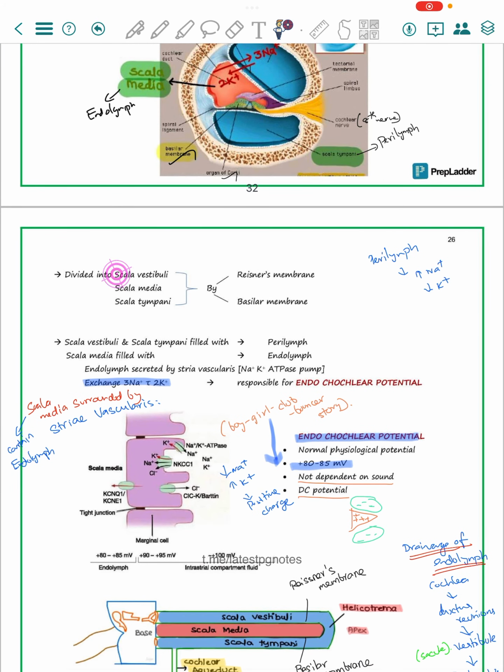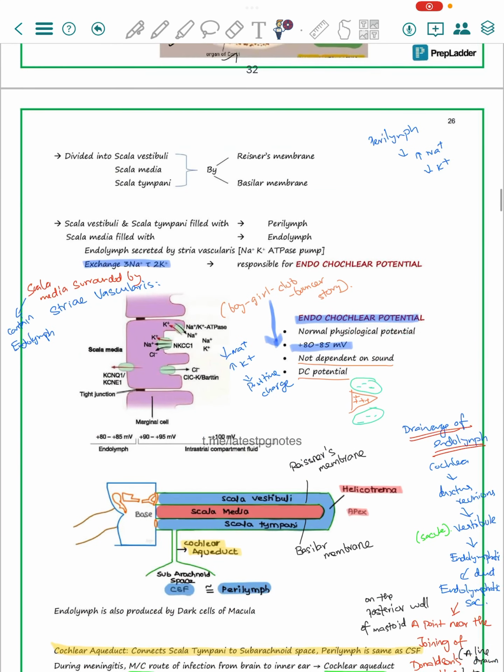Okay, as I said, the cochlea is divided into scala vestibuli, scala media, and scala tympani by Reissner's membrane and the basilar membrane. The scala vestibuli and scala tympani are filled with perilymph, and the space is known as the perilymphatic space. Scala media is filled with endolymph, and the space is the endolymphatic space. This endolymph is secreted by the stria vascularis.